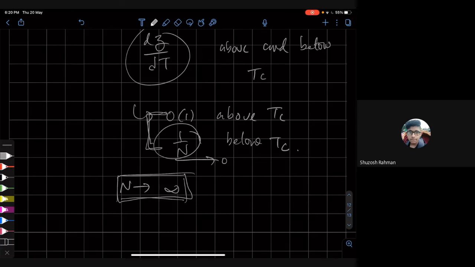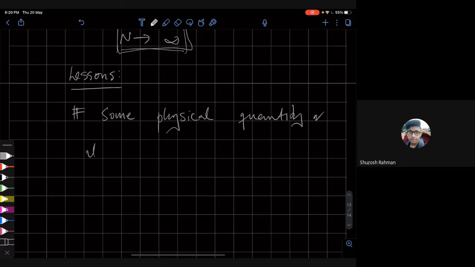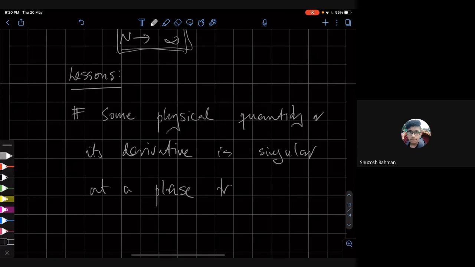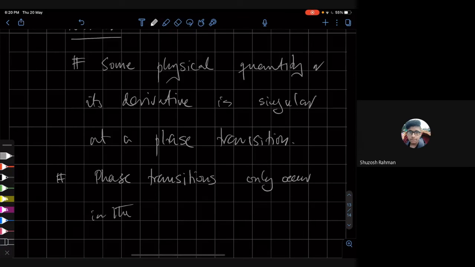Okay, so in conclusion, I would say there are two very main lessons from it. One is that some physical quantity or its derivative is singular at a phase transition. The other thing is that phase transitions only occur in the n goes to infinity limit. Okay, so any questions?